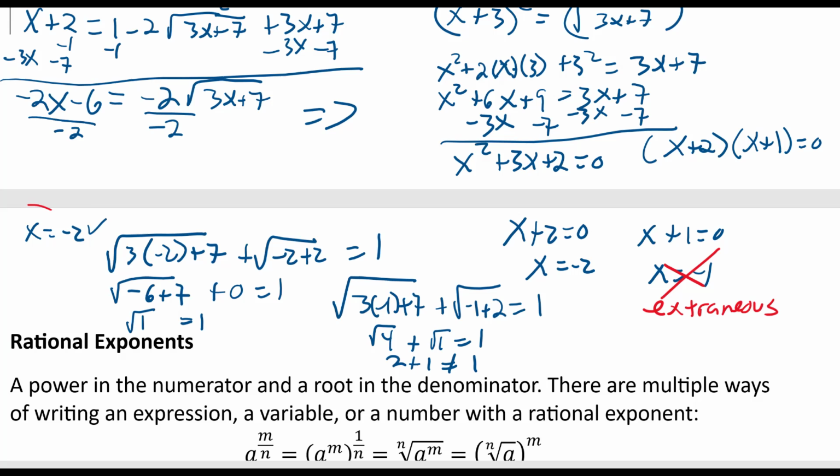Okay, and negative 2 is certainly a solution. Okay, that's the process here. And the next thing we'll talk about is rational exponents.